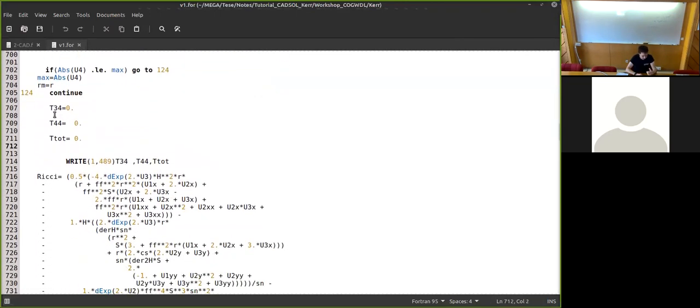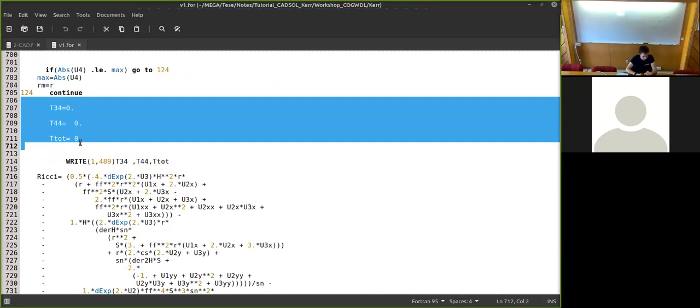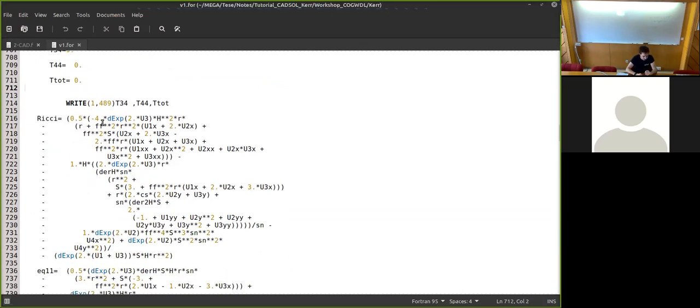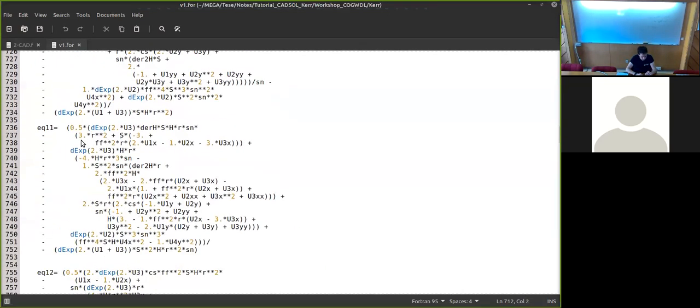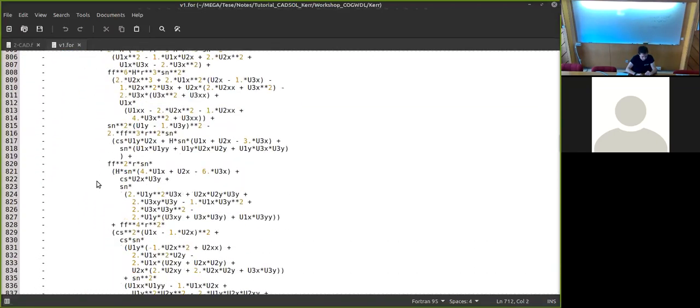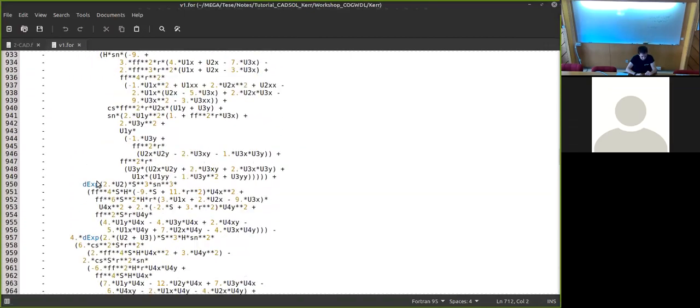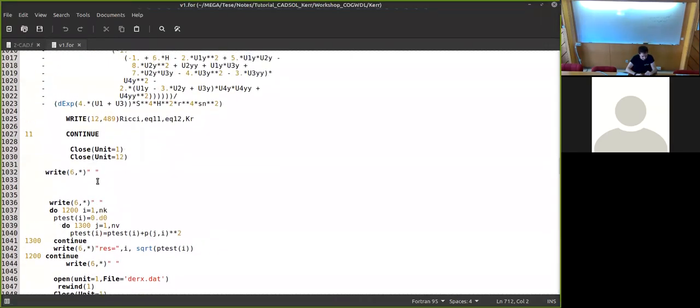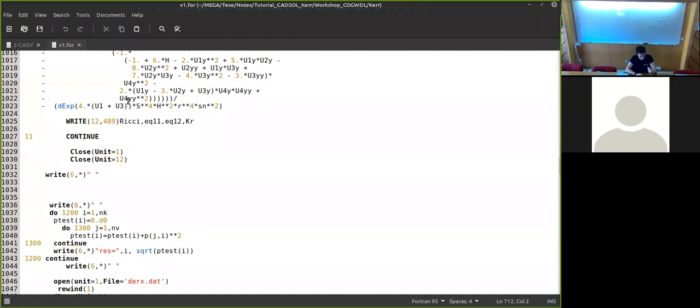Then, in this case, the energy momentum tensor is 0, so it's not very important. And here we also put the Ricci scalar, the 2 constraint equations, and the Kretschmann scalar. As you can see, the Kretschmann scalar is quite long. And at the end, for these 4 equations, you only compute them. You'll not use them to solve anything. You just take the solution that you computed, substitute everything in these equations, and then print to a file.